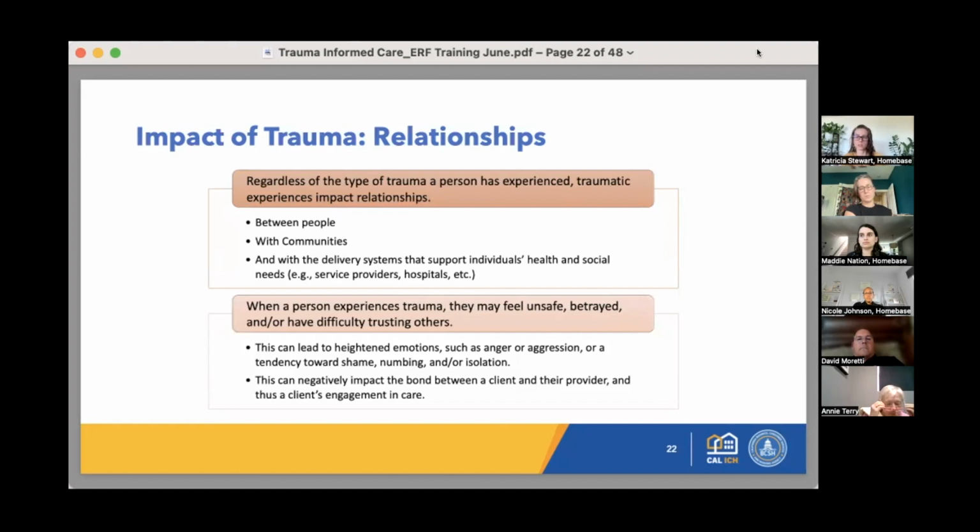So we often come across clients who are hesitant to engage with service providers or don't seek the care that is available to them. And that is often because they've either had traumatic experiences with those providers, or they've had other traumatic experiences that make them distrustful of those relationships.